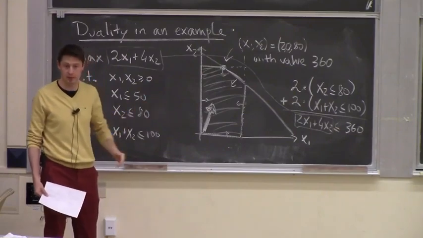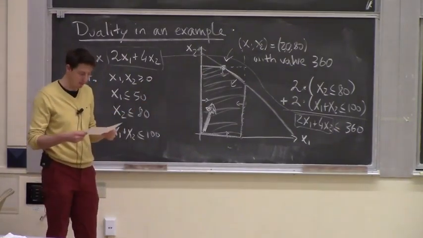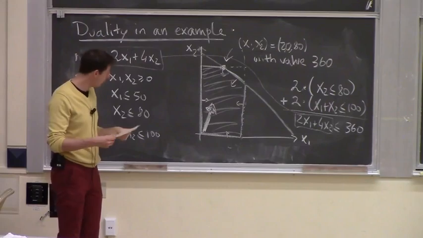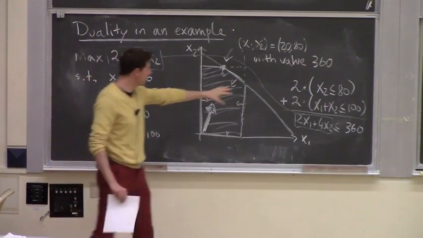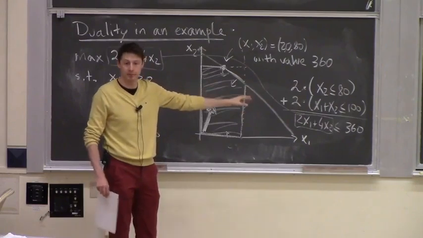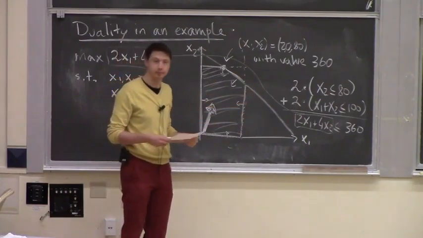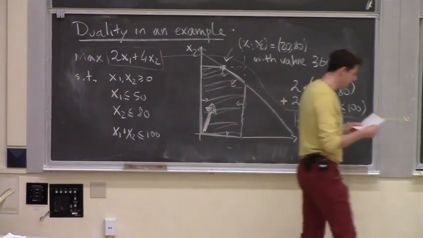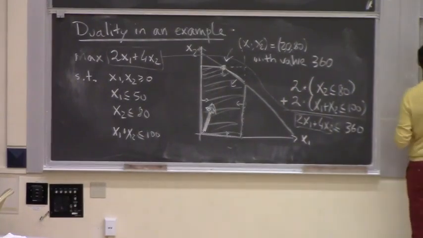Okay, and then we take a step back from that. So now we want to understand where do these magical coefficients come from? Why do they have to do with some other linear program? Okay? So let's do this more systematically.